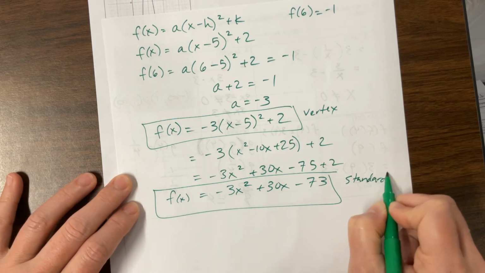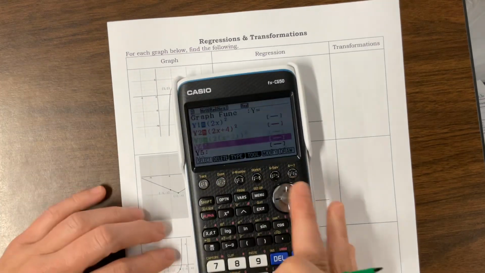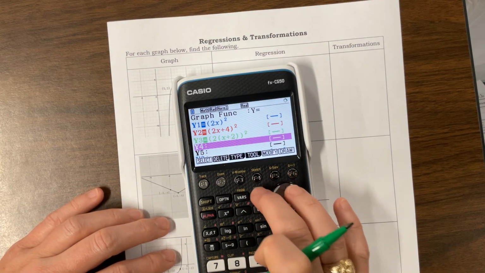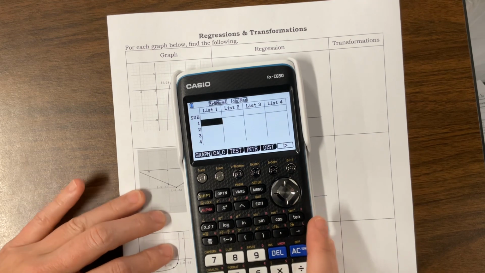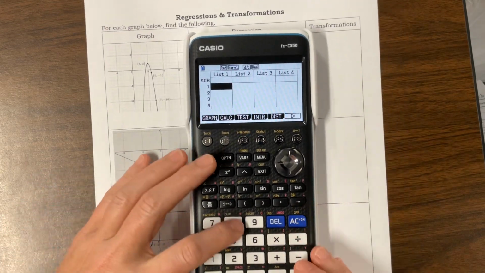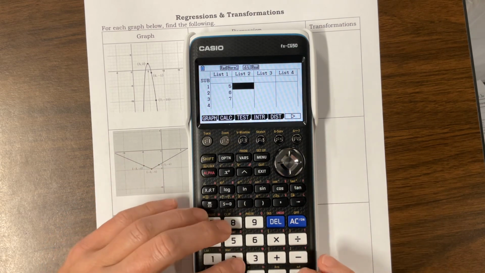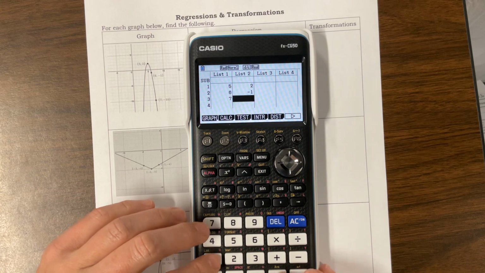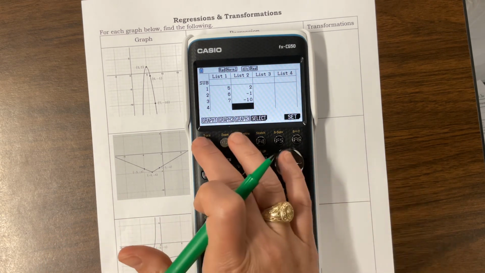Different books call different things standard form, but that to me is standard form. Okay, so now we can get our calculator to help us here. If I go to statistics, I can type in these points. I have a 5, 6, and a 7 for my x values, and I have a 2, a -1, and a -10 for my y values, and I can graph that.